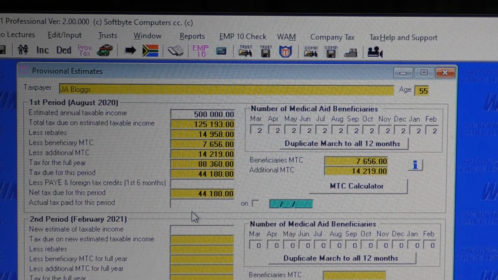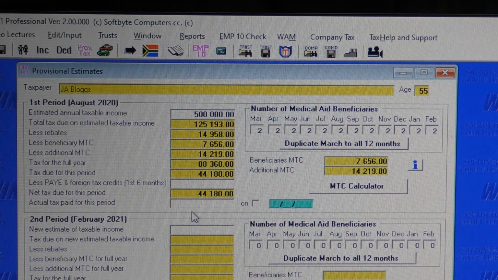We can see our medical tax credits have reduced our provisional tax payments by very nearly 11,000 Rand in this case. That would be another 11,000 Rand you would only get back in a year's time when SARS finally assessed you. Just one more thing.